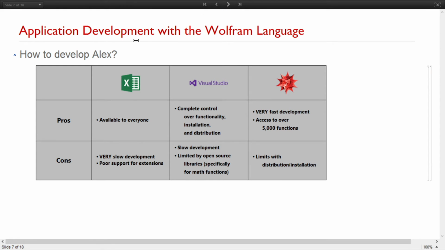So how did we decide to develop Alex? We had a couple options. We had Excel, we had Visual Studio, and we had Mathematica. And I'm obviously a huge supporter of Mathematica. But at the end of the day, what it really came down to was that we needed something that we could develop very fast.